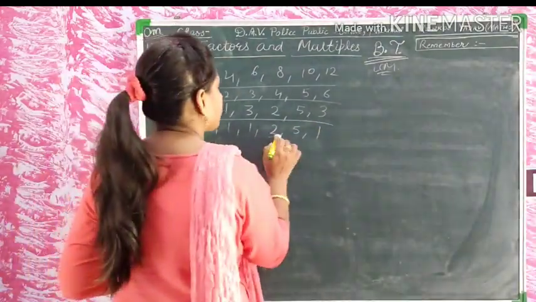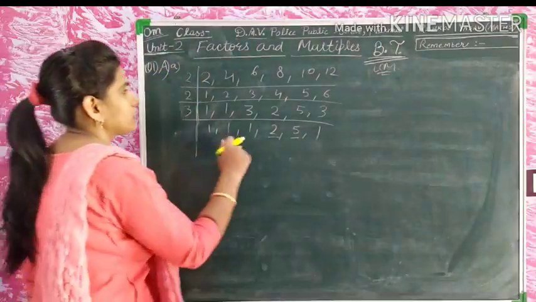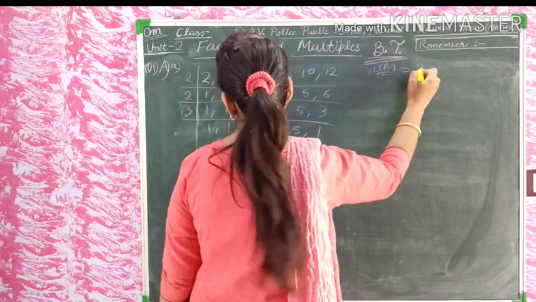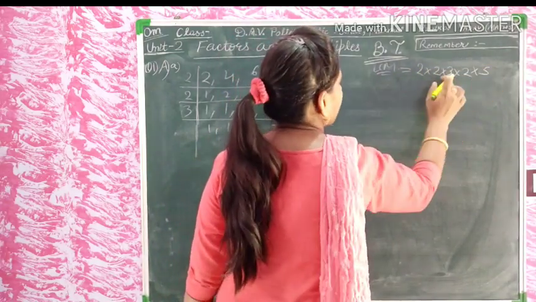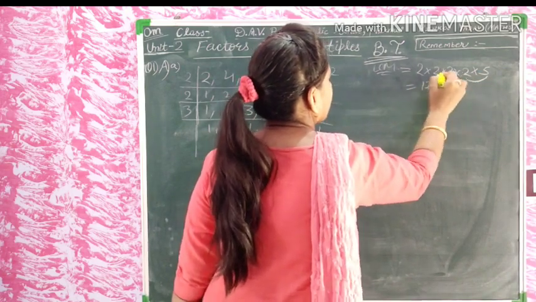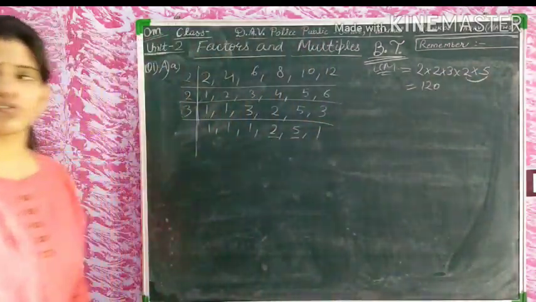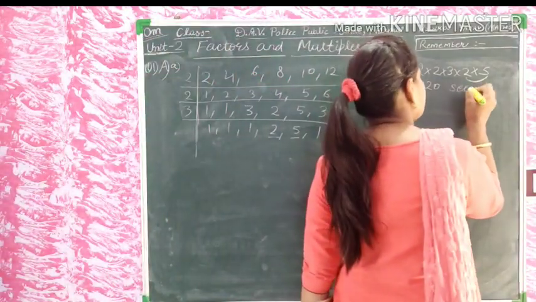Now there are two prime numbers only, 2 and 5. So we will take the LCM that is equal to 2 into 2 into 3 into 2 into 5, and we get 3 times 6 times 12, and that is 120. After 120 seconds, they toll together.